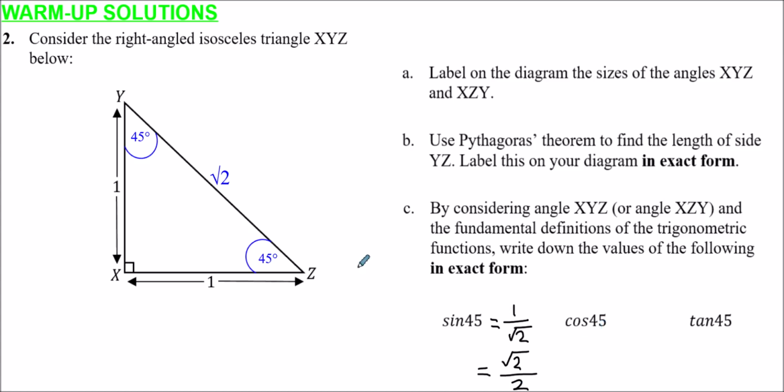Now for the cosine. So again, if we just use angle Y, the cosine is the adjacent divided by the hypotenuse. So the cos of 45 is the adjacent, which is 1, divided by the hypotenuse, which again is root 2. So for an angle of 45 degrees, the sine is the same as the cos. It's 1 over root 2. And again, that can be rationalised like before to give us root 2 over 2. Finally, tan 45 is the opposite, which is 1, divided by the adjacent, which is 1. 1 divided by 1, tan 45 is exactly 1.